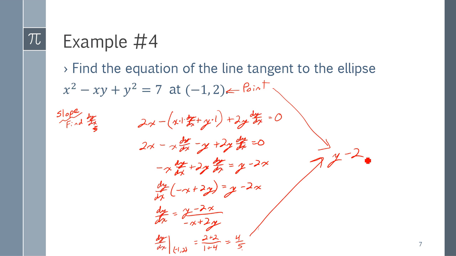And now from the point and from my slope, I can write my equation of the tangent, which would be y minus 2 is equal to 4/5 times (x plus 1). And here is the equation of my tangent.